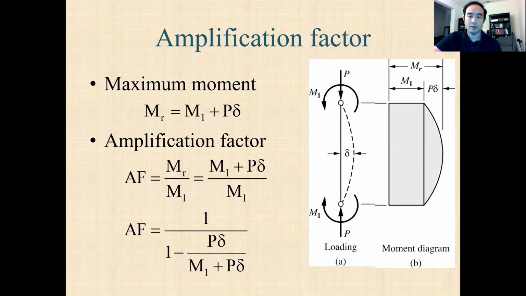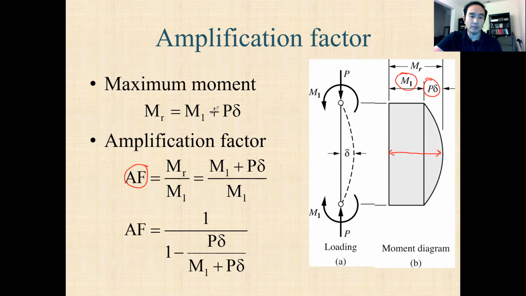So MR can be the maximum moment due to the load, which is the bending moment, maximum moment here, which is going to be M1 plus this additional moment due to the second order effect, P delta, right? So in the AISC manual, they introduced this amplification factor, which is called AF right here. And that is the ratio between MR to M1.